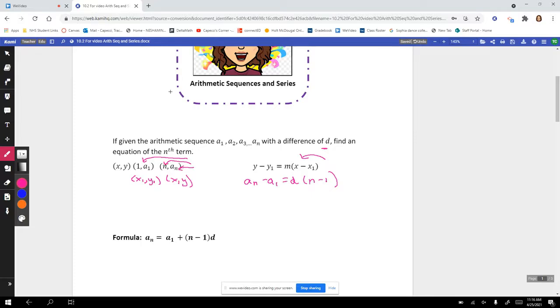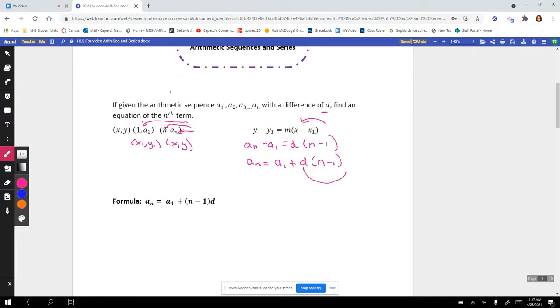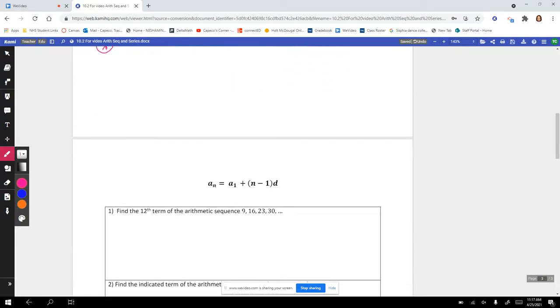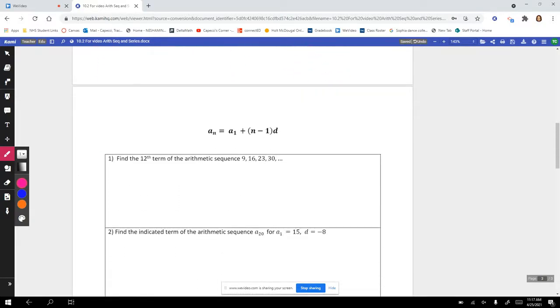Now, if I bring this to the other side, I have a sub 1 is equal to d times n minus 1. Oh, it's a plus. So all we're going to do is take this d and take it to the outside, and this is the formula we're going to be working with. You're actually going to use this formula a lot in this chapter, so we want to make sure we understand all the parts and get really good at using it. Okay, so our first question says find the 12th term.